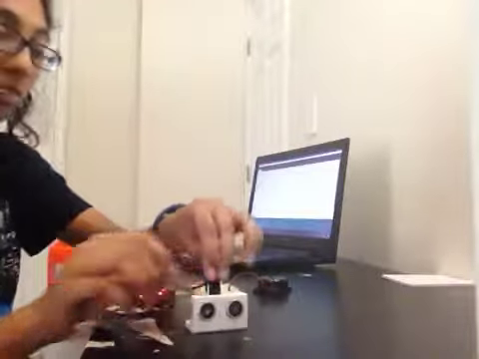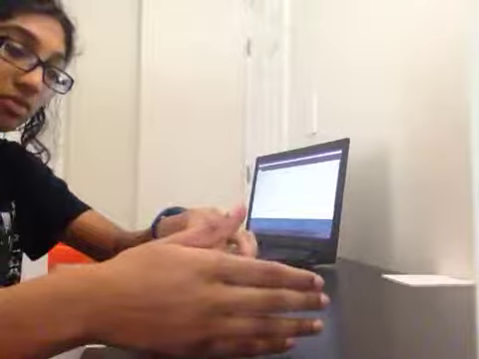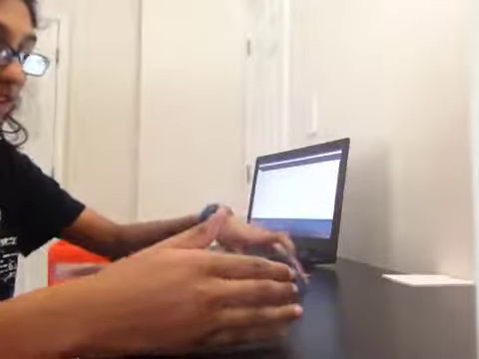Basically, if there's anything within 30 centimeters of the ultrasonic sensor, it will go off, if the piezo is connected properly.